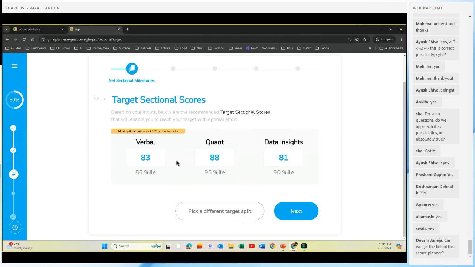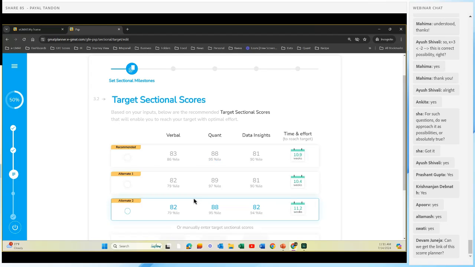Now, how has the system done that? It has understood the strengths in verbal, 82, which is why it has increased the quant score to 88. So basically it's maximizing your strength. Then it's taken your verbal score and taken it to 83. Remaining whatever points are required have been put into data insights.